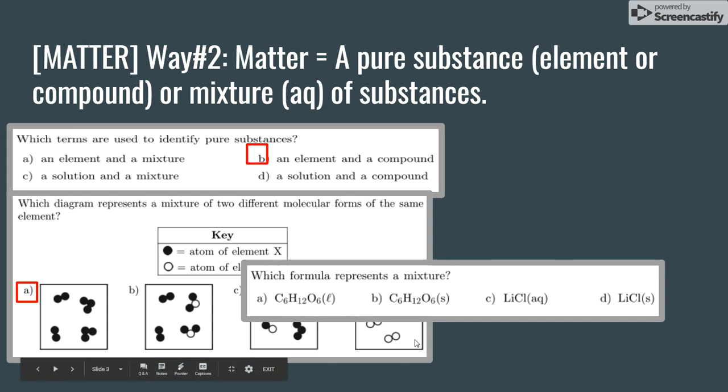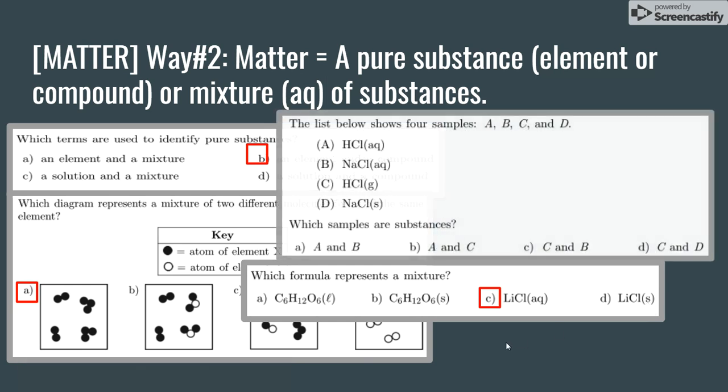Which formula represents a mixture? Look at the options, pause the video, and think about which is the correct answer. Okay, we're looking for a mixture, and recall that mixtures are usually indicated by the parentheses aqueous. Aqueous just means dissolved in water. So you should immediately think answer choice C. The rest are all compounds, and therefore are pure substances.